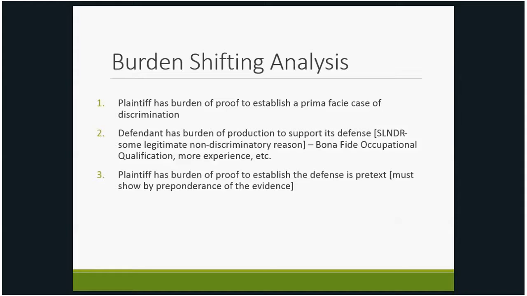There has to be some reason in there for that defense that is non-discriminatory. So it starts off with the plaintiff to establish the prima facie case. It goes to the defendant to produce its some legitimate non-discriminatory reason. Then it goes back to the plaintiff, who has the burden of proof now to establish that that defense is pretext, that defense isn't true. It must be shown by a preponderance of the evidence that the defendant's legitimate non-discriminatory reason is untrue: either the other person didn't have more experience, or it wasn't a bona fide occupational qualification. Whatever that defense was, the plaintiff has the burden through a preponderance of the evidence to say that it was not true.